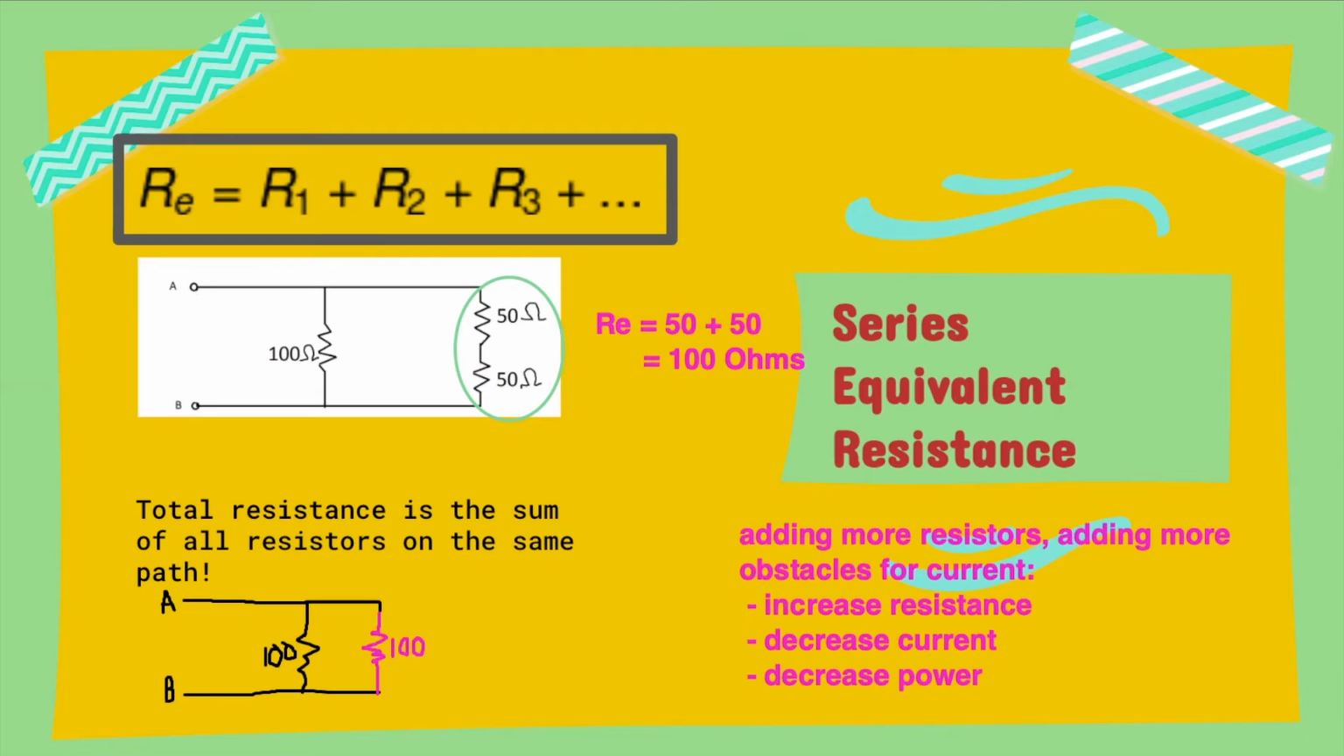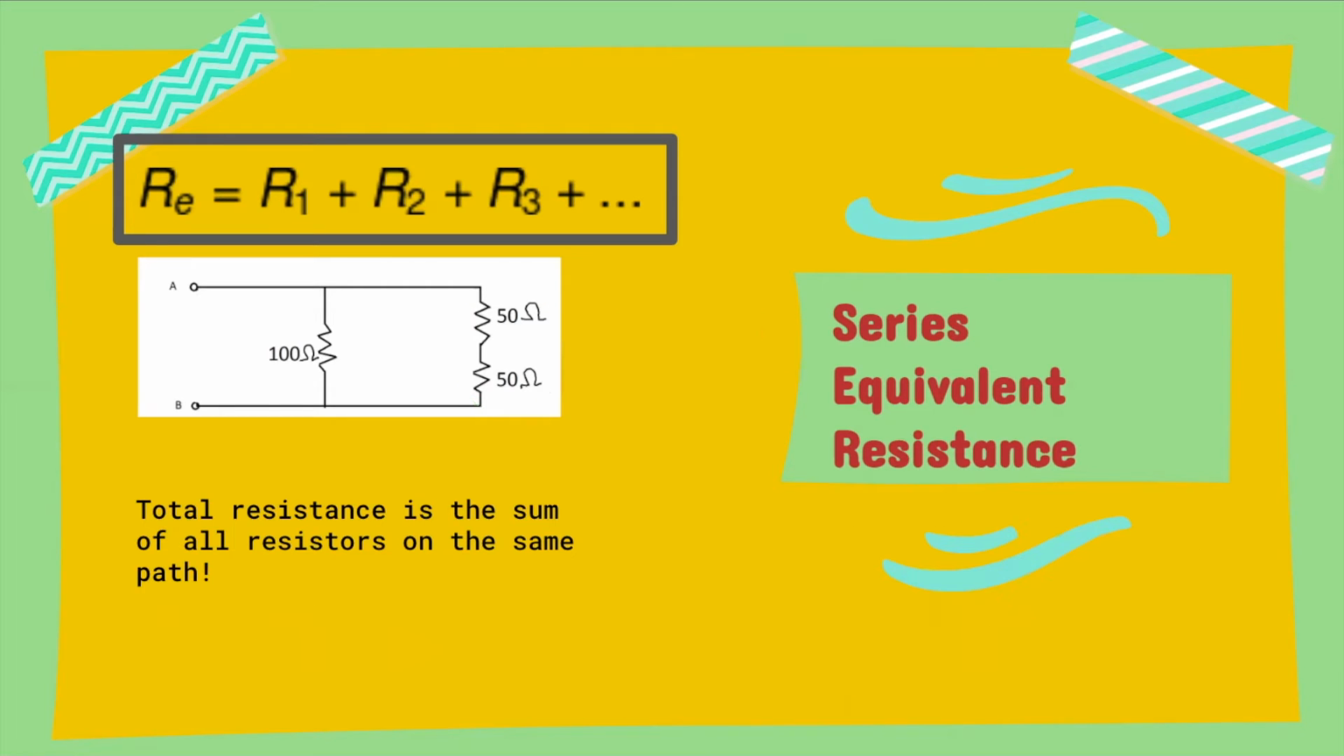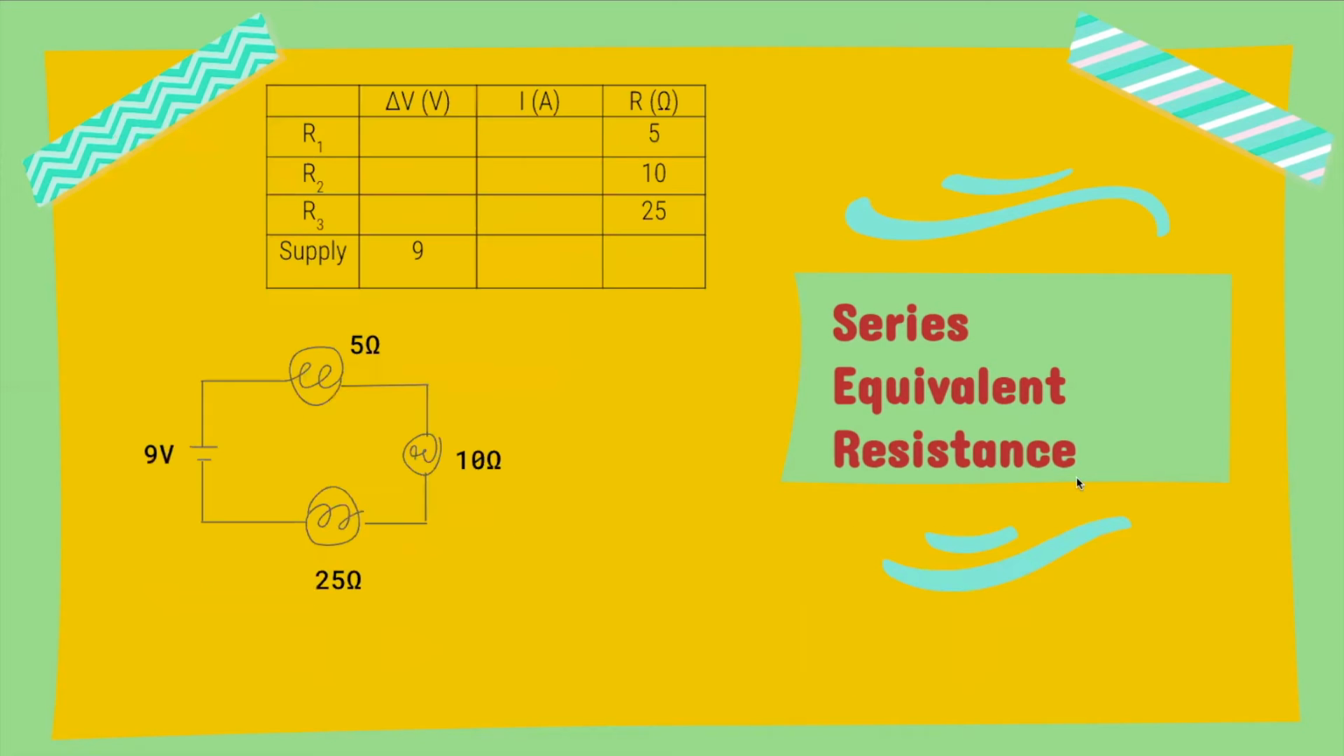So I figure let's show you two examples of how to use this equation. Example number one is going to be from our lab the other day, the lab that we did last week. We had a 5, a 10, and a 25 ohm resistor. Because they're in series, that means they're all on the same path as each other. And because they're in series, I would get their equivalent resistance by doing Re equals 5 plus 10 plus 25 to give me 40 ohms total.